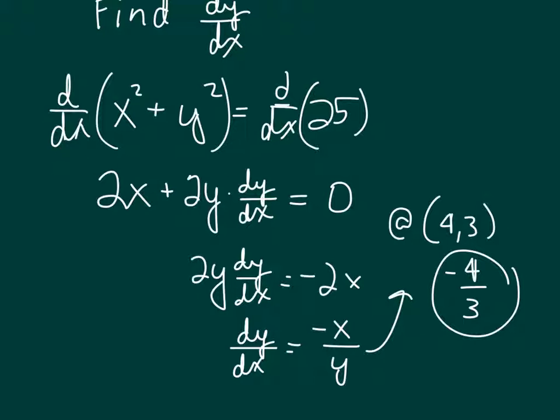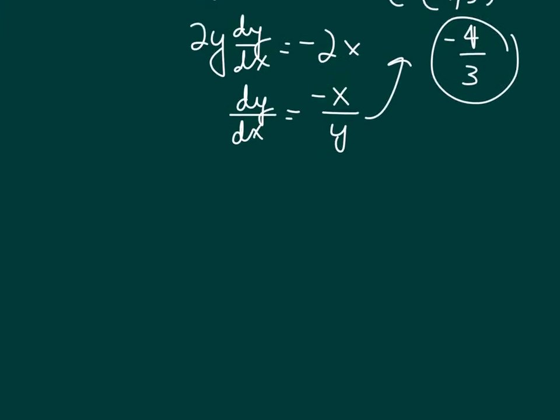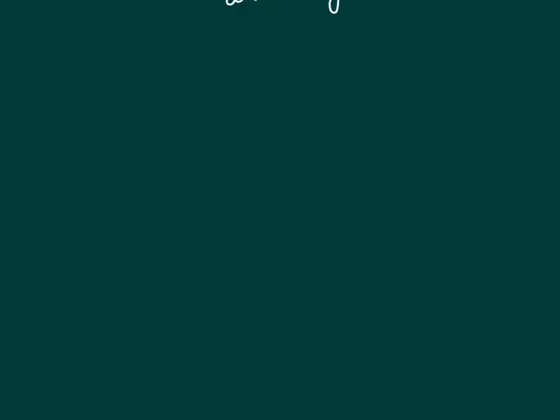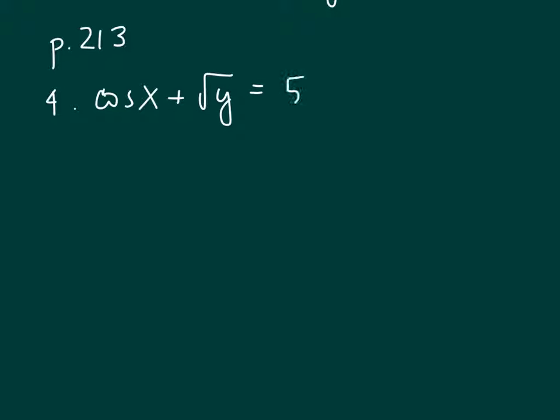So let me show you another example. And basically, this is what we're given. We're looking for dy/dx, and we have some equation. And it's really hard or impossible to isolate y, or you just don't feel like doing it. So what I'm going to do, this is on page 213 in the textbook, and I'm going to show you problem number 4. So this is cosine of x plus square root of y is equal to 5.